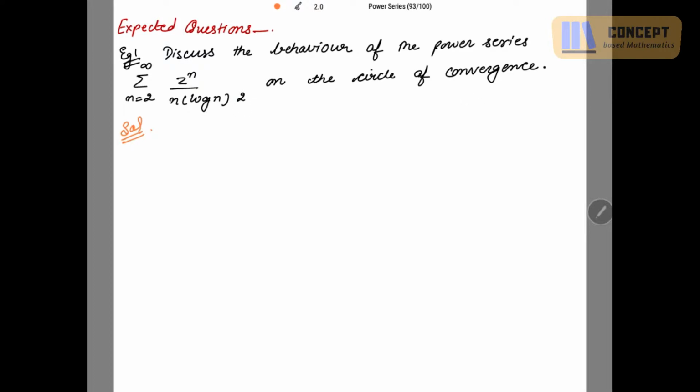Whenever there is a question for the circle of convergence, we have to get the value for mod z, use that value and check what is the radius of convergence. So let's solve this. If you have your power series as n going from 2 to infinity, and it is given that n should start from 2, this is a_n z to the power n. This is equal to, it is given, z to the power n over n log of n whole square.